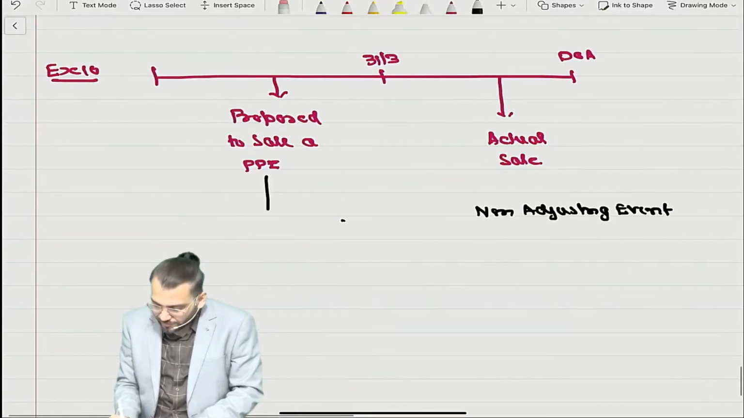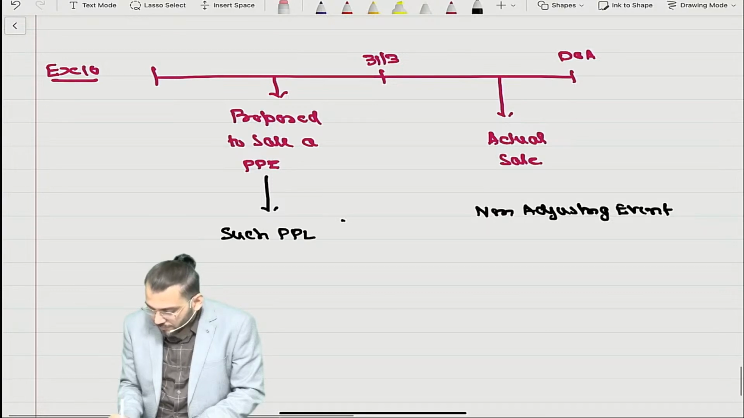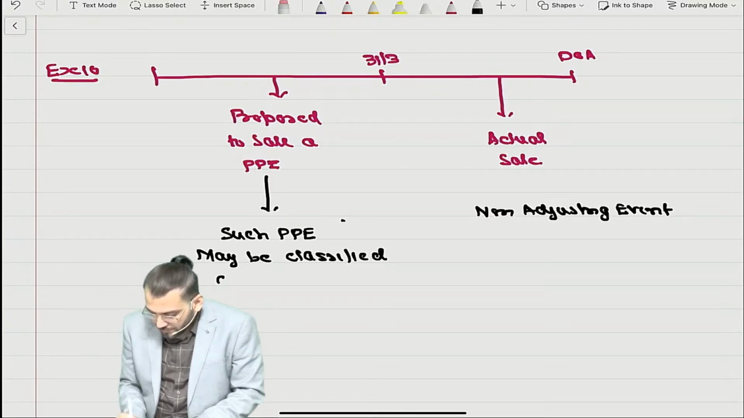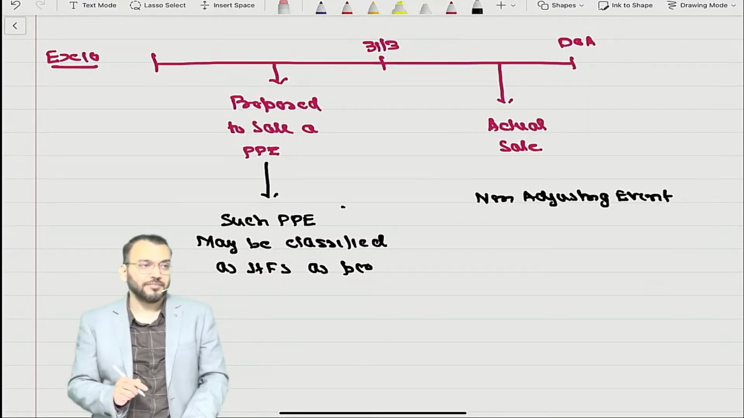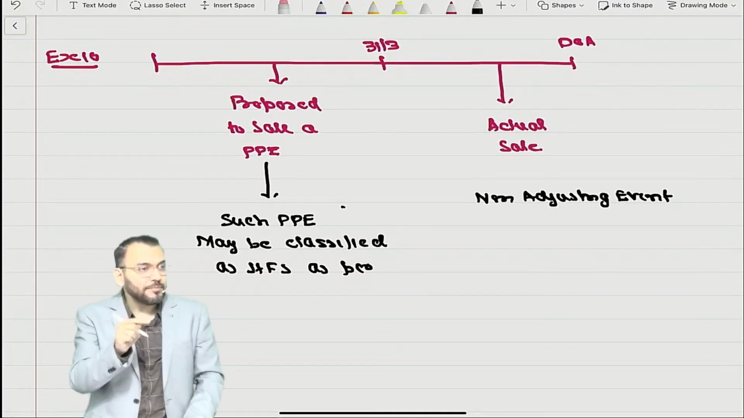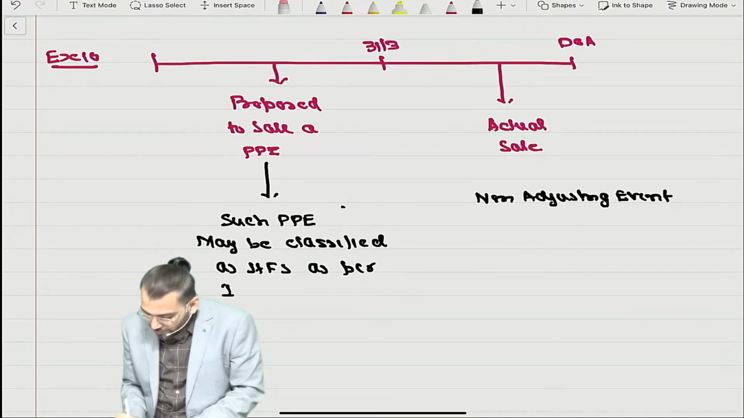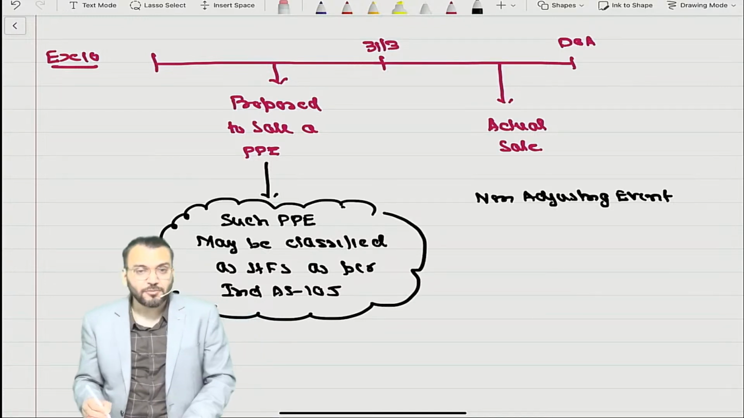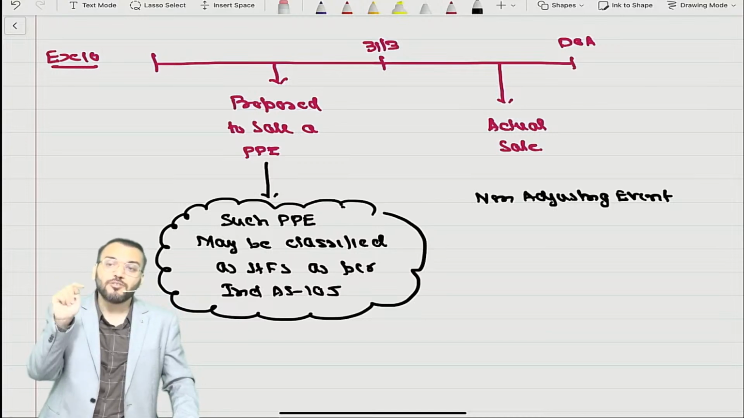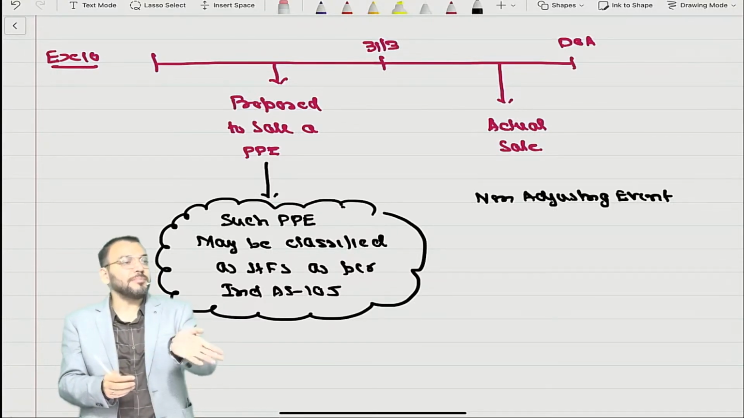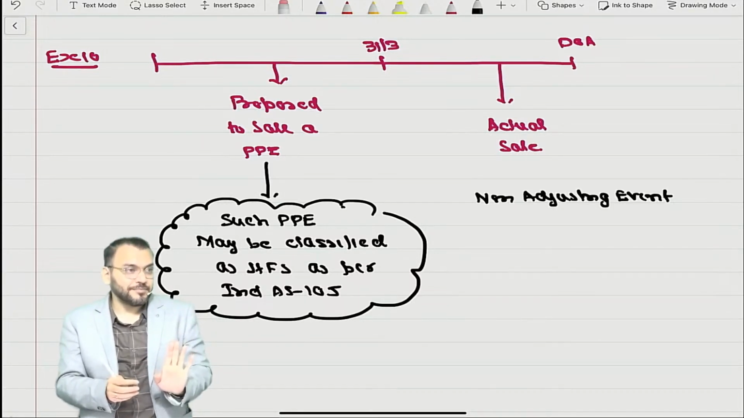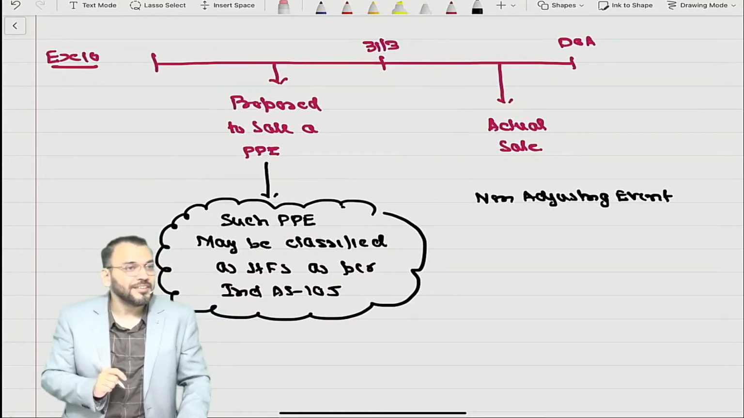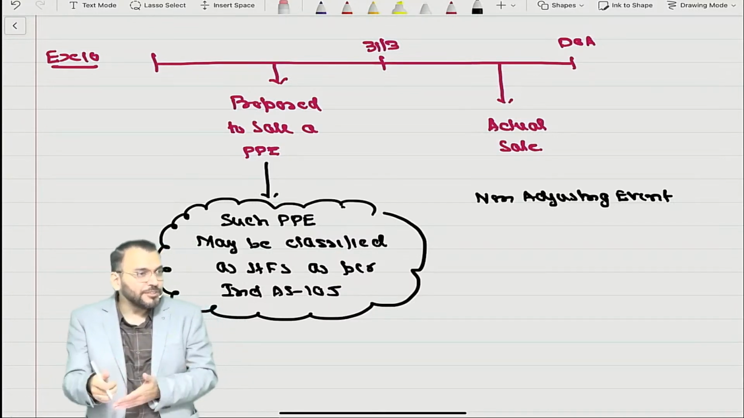But only for your clarification, such PP may be classified as held for sale. HFS means what? Held for sale. It may be classified as held for sale as per Ind AS 105. But right now you don't know Ind AS 105. On completion of the syllabus you will know Ind AS 105. Then go and refer to what Ind AS 105 says. It is quite possible that on proposal such an asset may be classified as held for sale. Then Ind AS 105 is attracted. But right now you don't know it, so I can't give a reference. I have mentioned it so that on revision you can think about it.